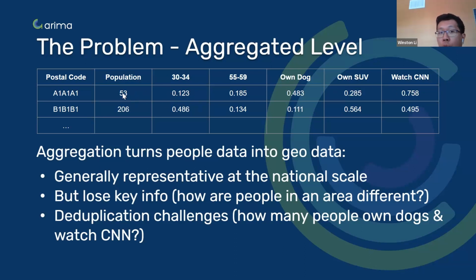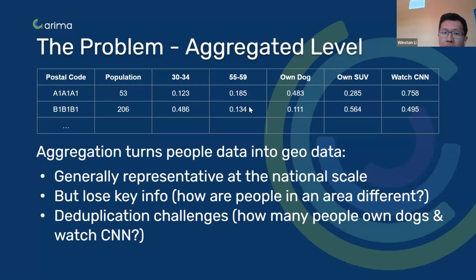So I don't know what the 53 people look like. I only know 12.5% of them are between this age range, and about half of them own dogs, and just over a quarter of them have SUVs. Now, data sets in this format are much safer because you don't have individual information anymore. But on the downside, you also lost a lot of information.